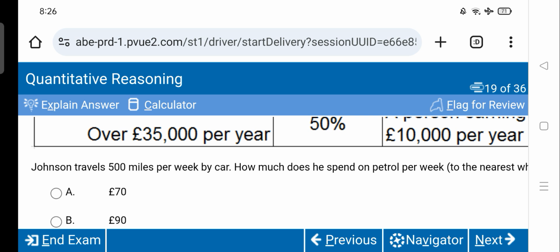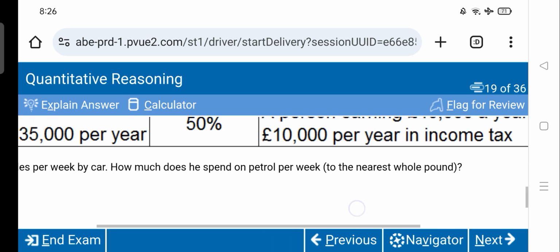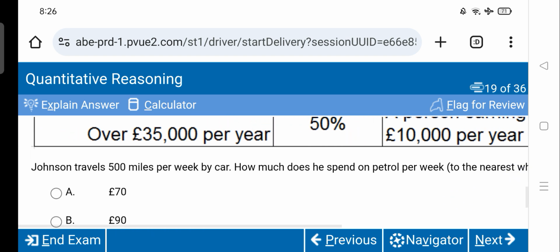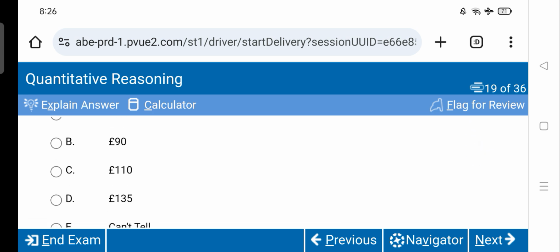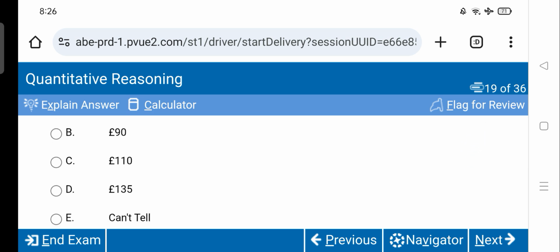Johnson travels 500 miles per week by car. How much does he spend on petrol per week to the nearest whole pound? Option A 70 pounds, option B 90 pounds, option C 110 pounds, option D 135 pounds, option E can't tell.